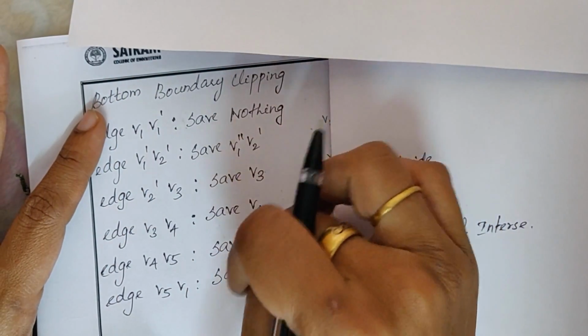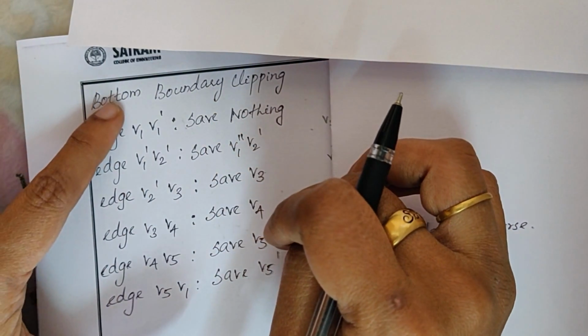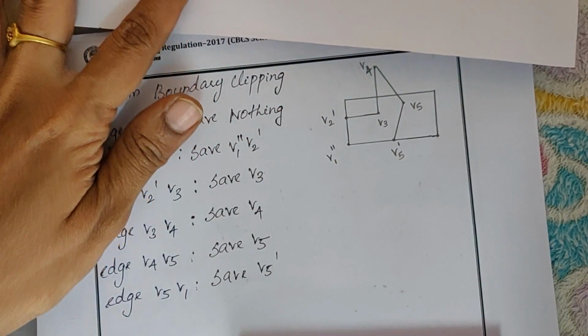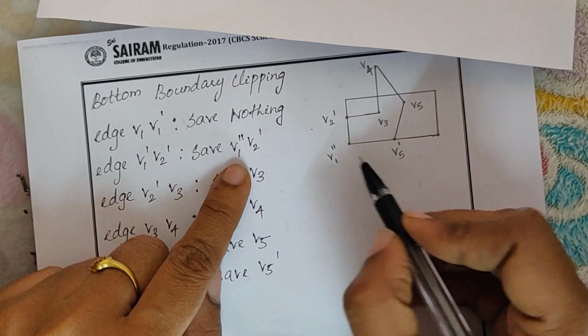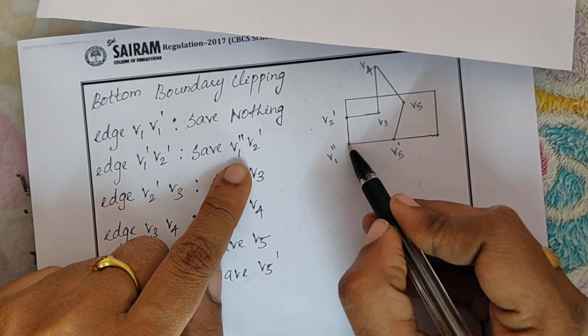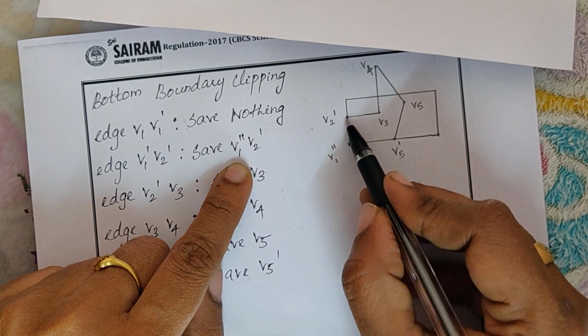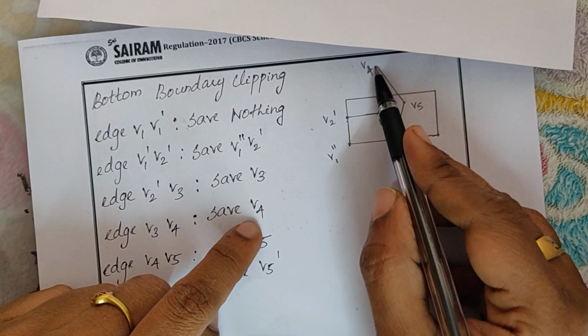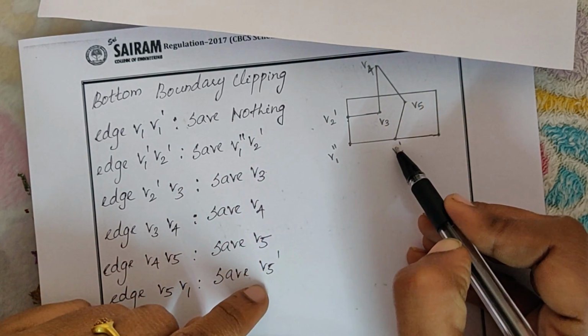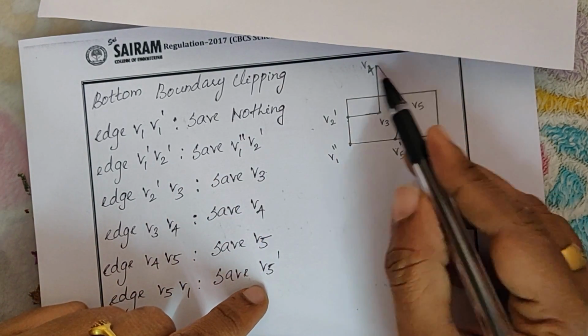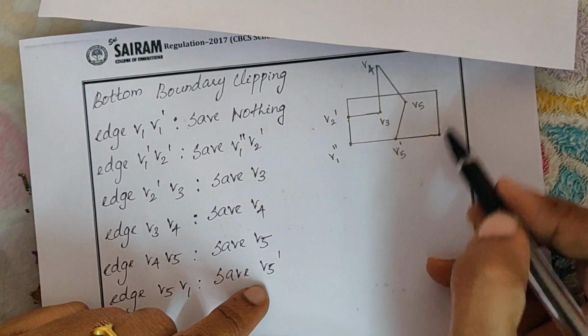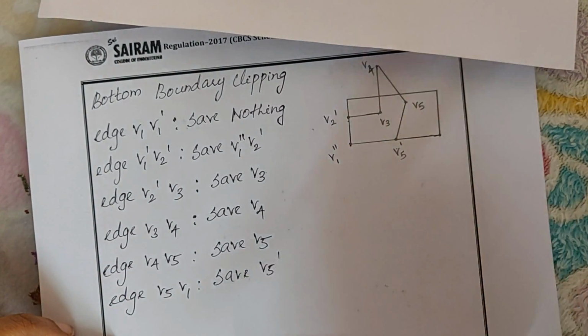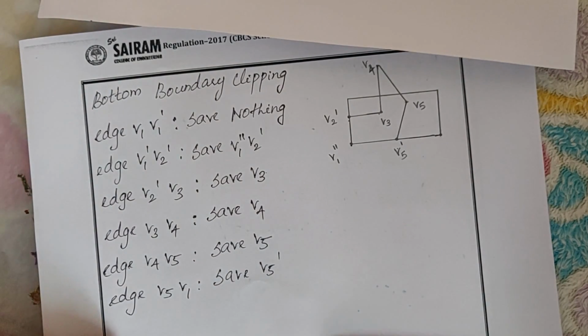Now, seeing this, I have to draw the output for my bottom boundary clipping. I have drawn it: first V1 double dash, V2, next V3, V4, V5, V5 dash. Now keeping this as my output, I have to do top boundary clipping.